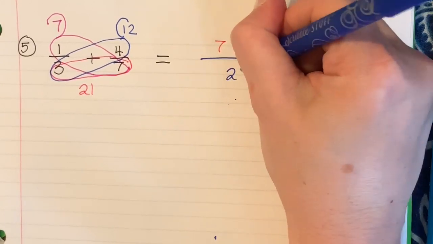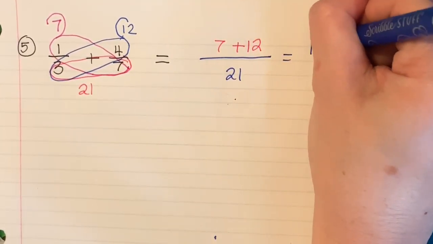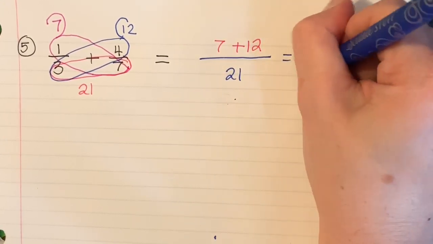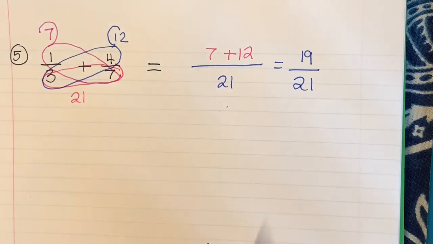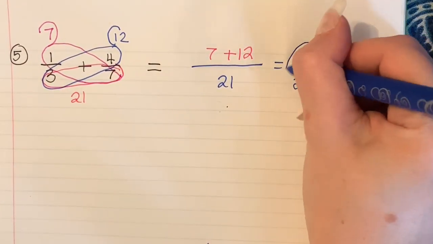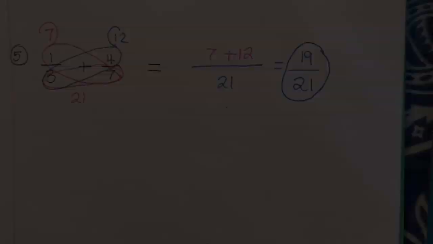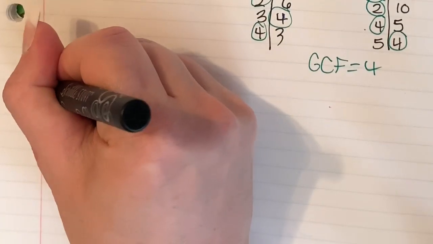I know 7 plus 12 is 19. I'm pretty sure that 19 is prime. So it only has a factor of 1 and itself, so it is in simplest form. Right. Now let's try some subtraction problems. It's basically the same way.